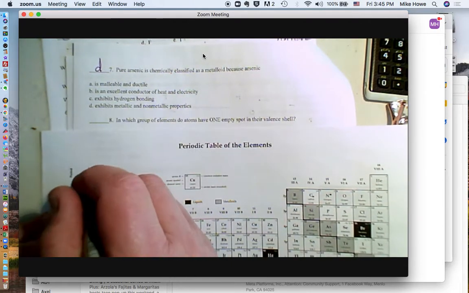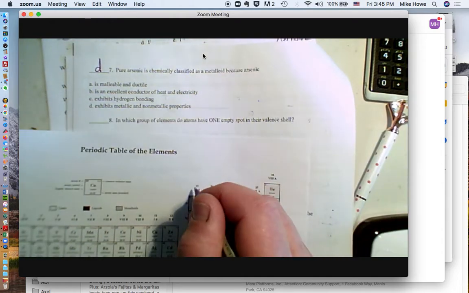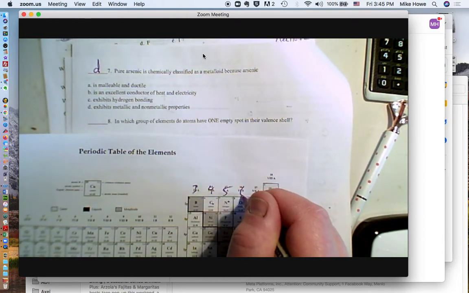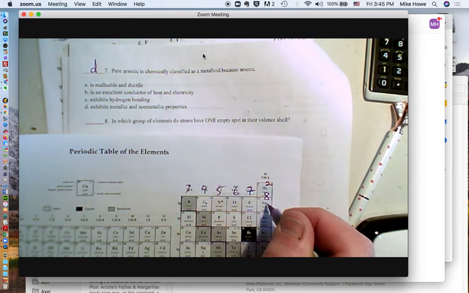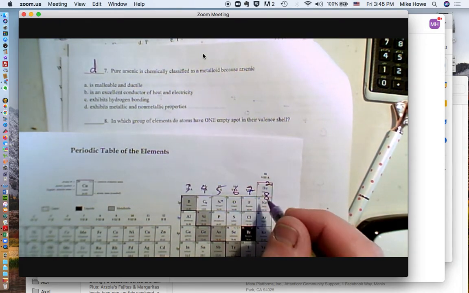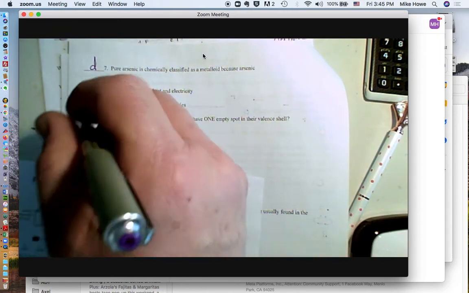And one empty spot in their valence shell, number 8, that would be 1 in the outer shell, 2 in the outer shell, 3, 4, 5, 6, 7, and 8, except for helium, which only has 2, but the rest of them have 8. So which one has one empty spot? This family, and that family is called the halogens.